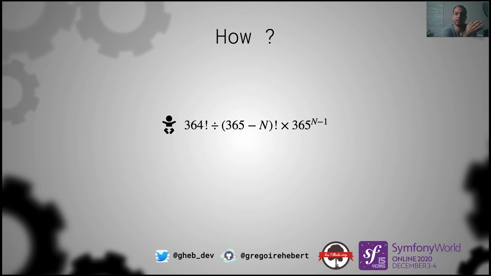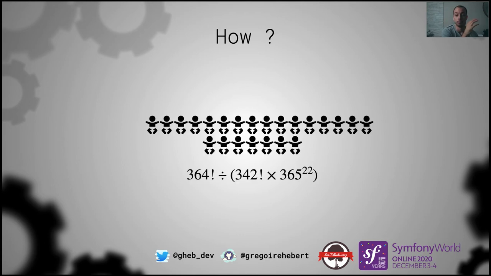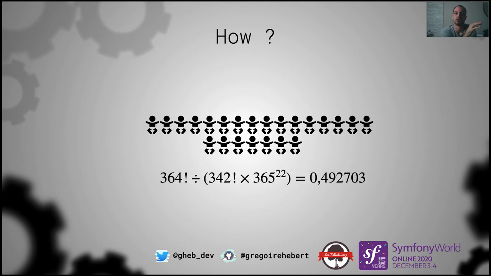For 23 babies, we get 364 factorial divided by 342 factorial multiplied by 365 to the power of 22, which gives us 0.49 and so on. So almost 50% chance that these babies do not have the same date of birth. The trick is we evaluate the probability of each baby among themselves. We don't check that one of the babies between 2 and 23 has the same birthday as baby 1 among the 365 possibilities, but rather that 2 of the 23 babies have the same birthday among the 365 possibilities. This is surprising, but the math proves it.